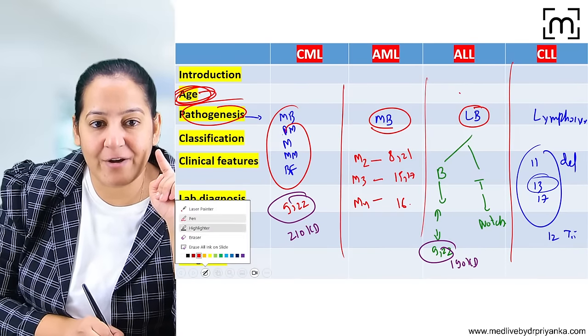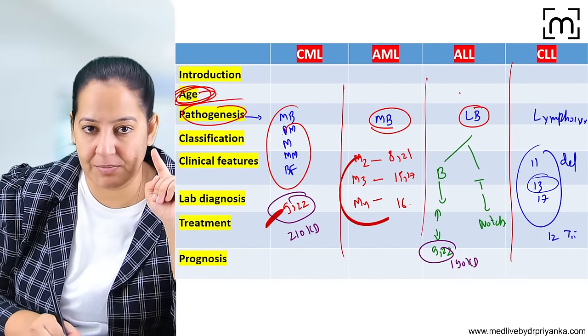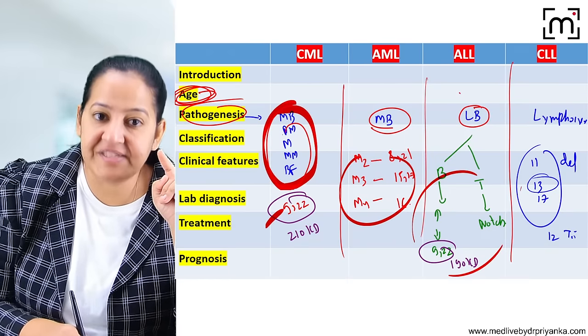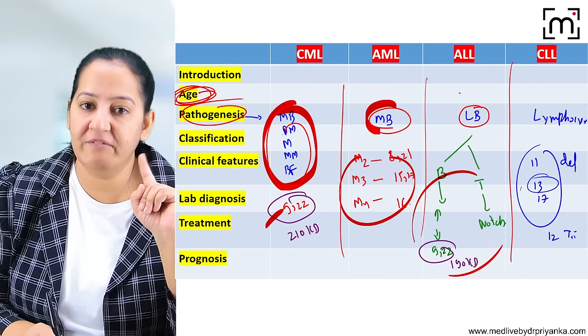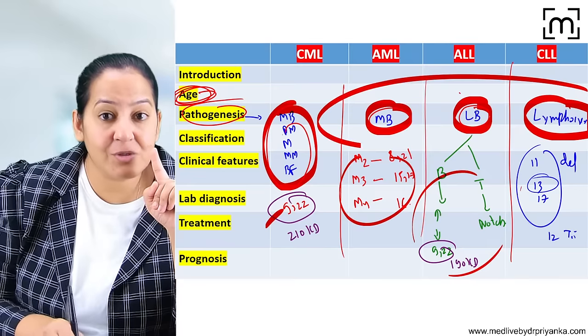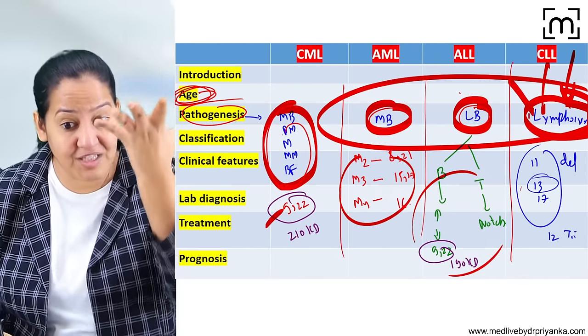Here you have to understand one thing. This mutation, whatever I have mentioned, is occurring in which cell? In CML, all these five cells come in the blood, so there is a garden party appearance. In AML, only one cell comes, in ALL only one cell comes, and in CLL also one cell will come. So these are the school uniform appearance. But in CLL, along with the lymphocytes, they will rupture, so you will get smudge cells also.